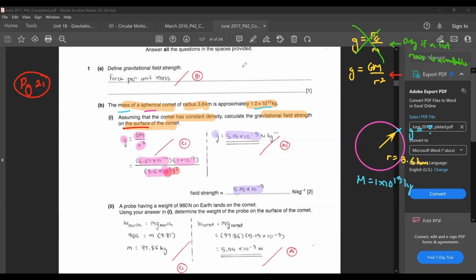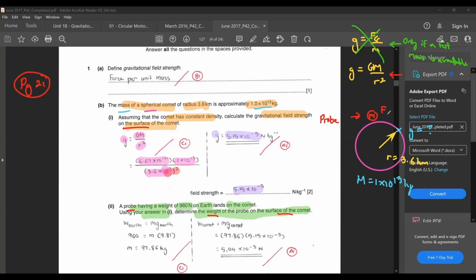Okay, then you look at the subsequent part of your question. A probe has a weight of 960 newtons on Earth, and lands on the comet. Using your answer in 1, determine the weight of the probe on the surface of the comet. So right now, they told you that you have a probe that is landing on the surface of the comet. They want you to find out the weight of that probe. So let's just say that your probe has a mass of small m.